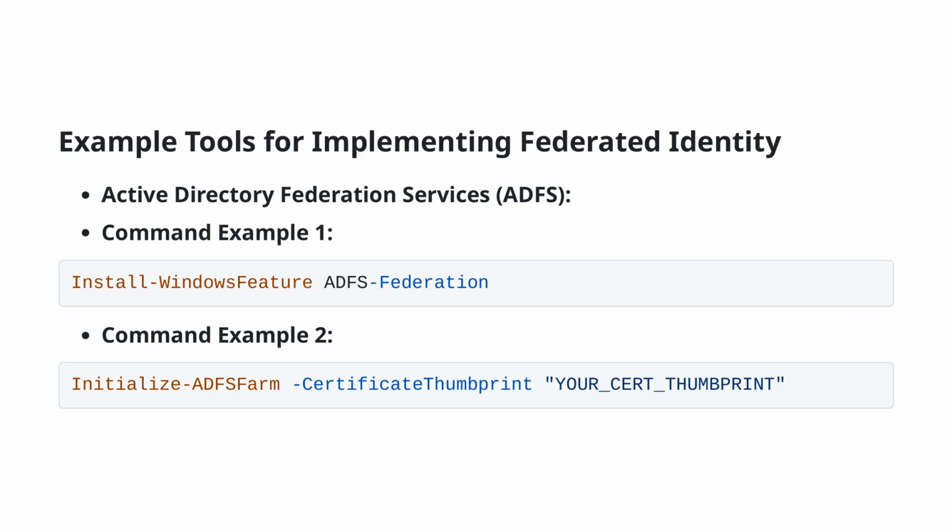The first command, Install-WindowsFeature ADFS-Federation, is used to install the ADFS role on your Windows server. The second command, Initialize-ADFSFarm -CertificateThumbprint <your cert thumbprint>, initializes your ADFS farm using a certificate thumbprint to secure the Federation service. These commands are fundamental steps in setting up ADFS to serve as your identity provider, ensuring that authentication requests are handled properly and securely.